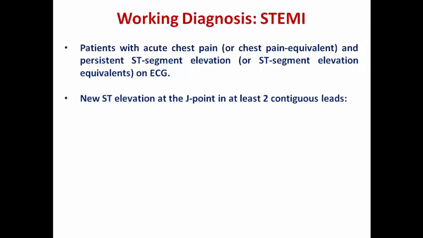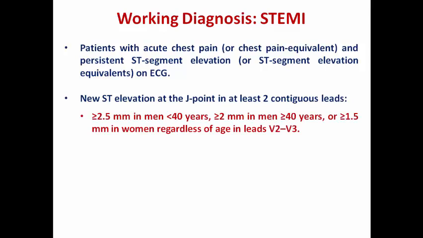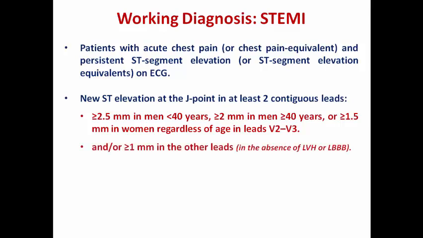So we have new ST elevation at the J point in at least two contiguous leads. In case of V2 or V3, the cutoff point is more than or equal to 2.5 mm in men less than 40 years, 2 mm or more in men more than or equal to 40 years old, or more than or equal to 1.5 mm in women regardless of age. In other ECG leads, a cutoff point of 1 mm or more is enough to diagnose ST elevation in absence of LVH or left bundle branch block.